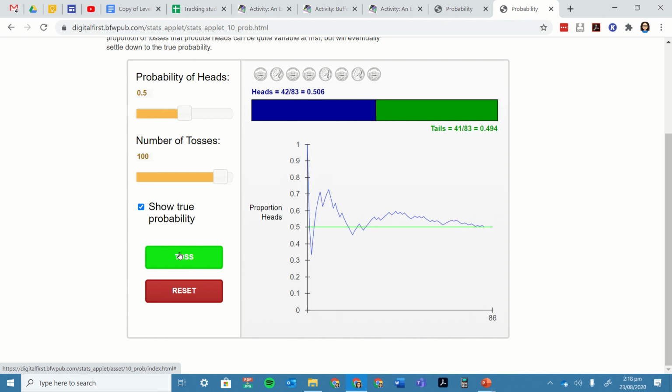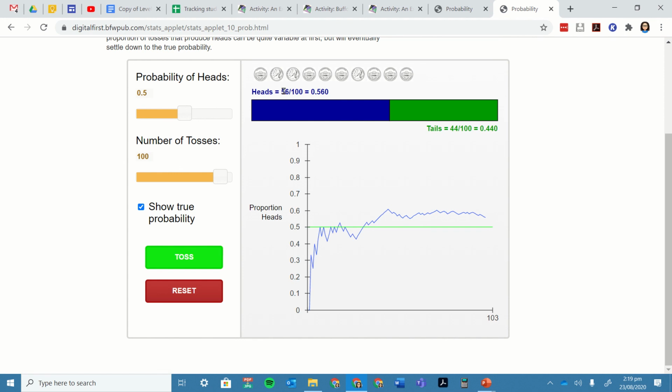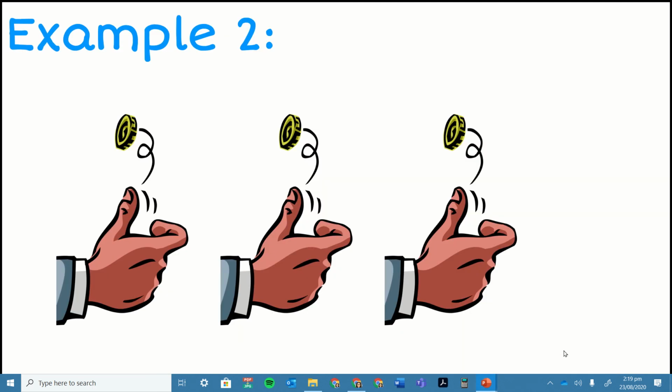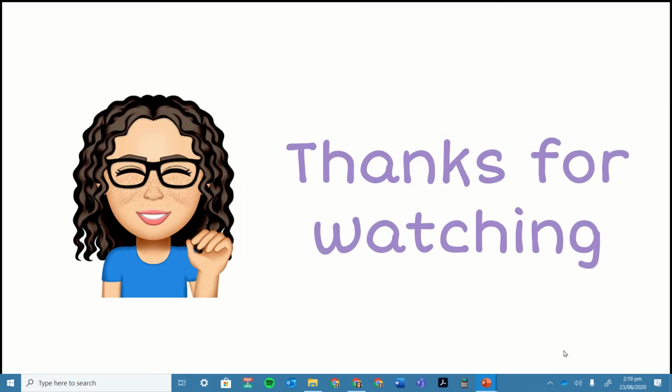You can see each graph looks slightly different, but they're all heading towards that 0.5. This one's a little bit more, 52 out of 100. Let's do a fourth experiment. We can see each experiment we do is going to get slightly different data, slightly different results. That one became 56 heads out of 100. So that's the kind of pattern that we will expect to see over time. Thanks very much for watching.